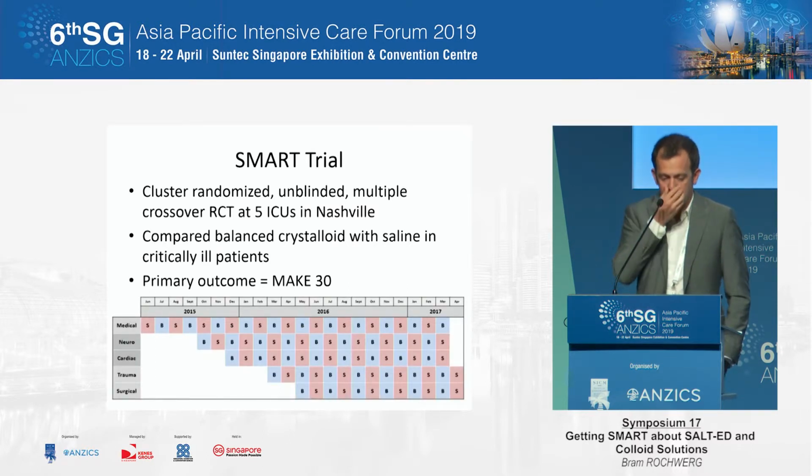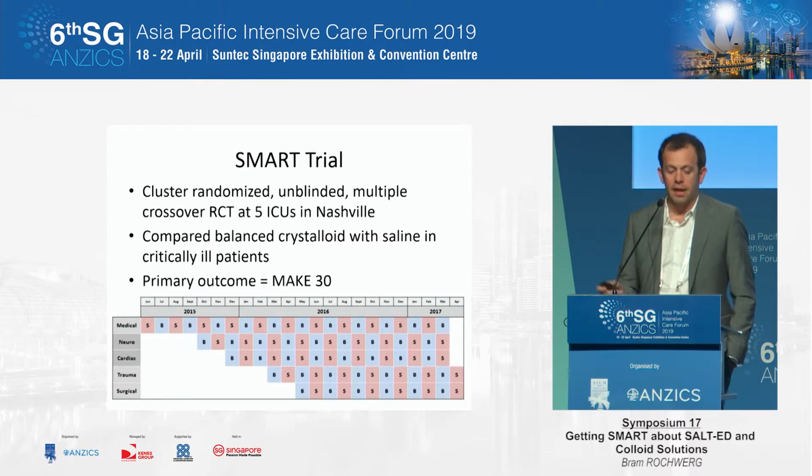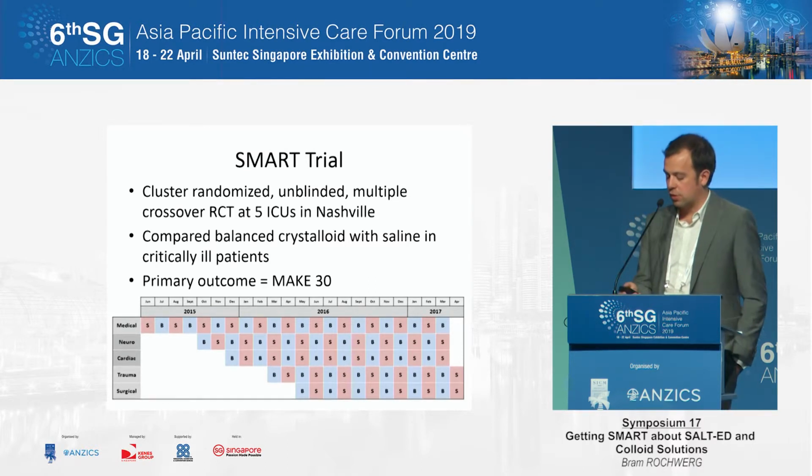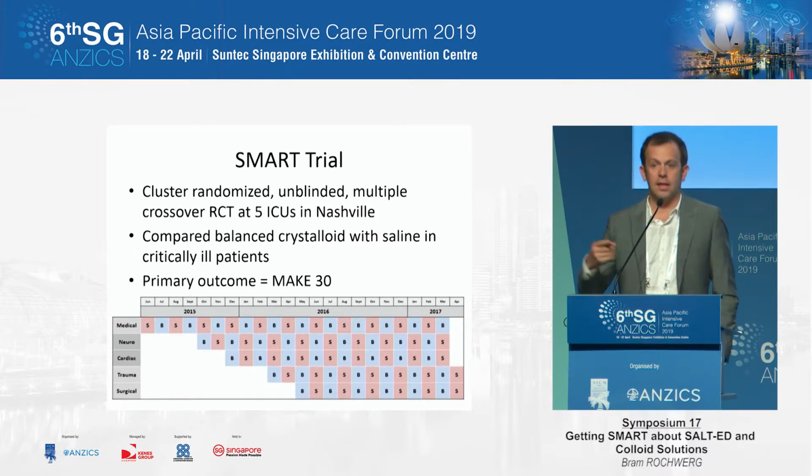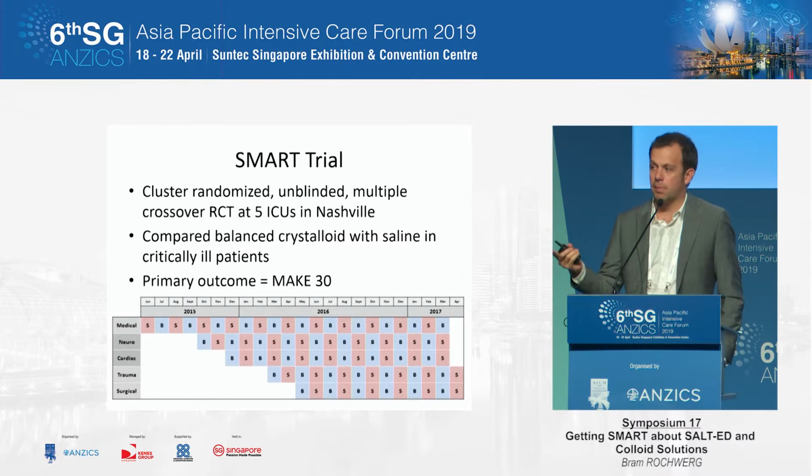This is what the randomization schema looked like. Again, 5 ICUs, and what they were randomized to was the starting fluid. So they were randomized to what fluid they started with, and then the ICUs crossed over month by month for a period of 2.5 years, or 2 years.